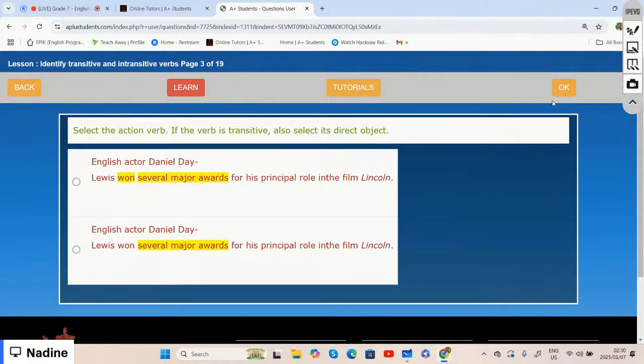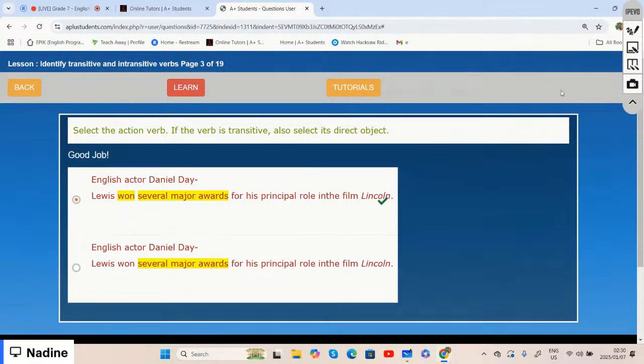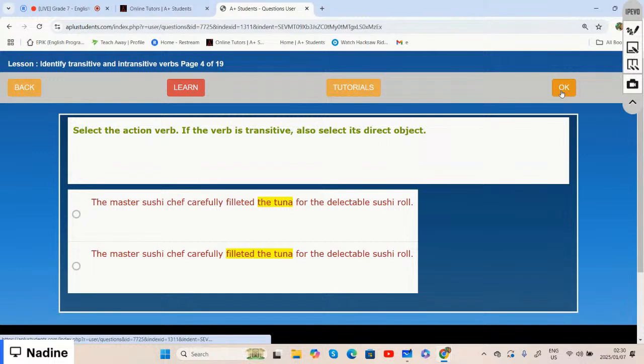And if we were to choose the correct option, and then we can say won several major awards. All right. The next one says we need to select the action verb. If the verb is transitive, then also select the direct object. It says the master sushi chef carefully filleted the tuna for the delectable sushi rolls.